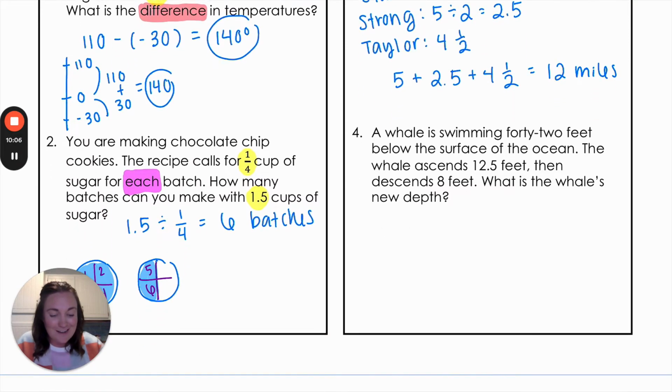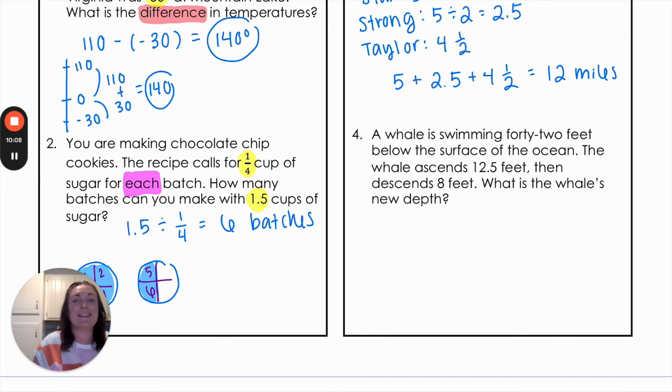All right, and on to our last problem for this one, number 4. So a whale is swimming 42 feet below the surface of the ocean. The whale ascends 12.5 feet, then descends 8 feet. What is the whale's new depth? So we know that below can tell us to subtract, or it can also tell us that we have a negative number. We know that ascend was in that addition group, and we know descend was in that subtraction group.